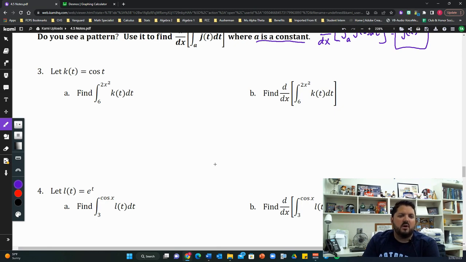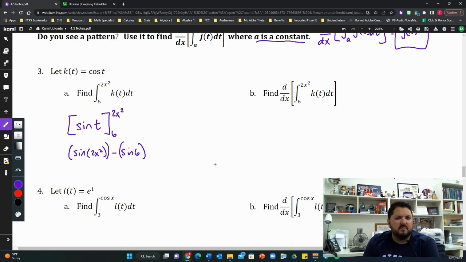So if I integrate cosine of t, that yields sine of t. And then I'm going to go from 6 to 2x squared. So my f of b turns into sine of 2x squared minus my f of a, which would be sine of 6. Well, there's not really a way for me to simplify any of that, so I just get sine of 2x squared minus sine of 6, whatever that number is.